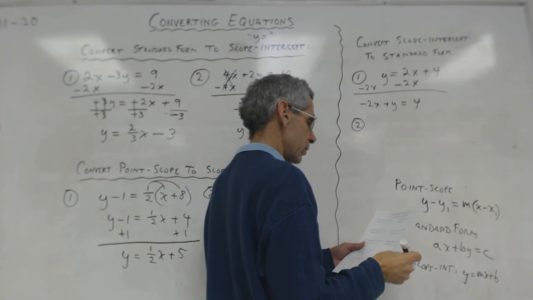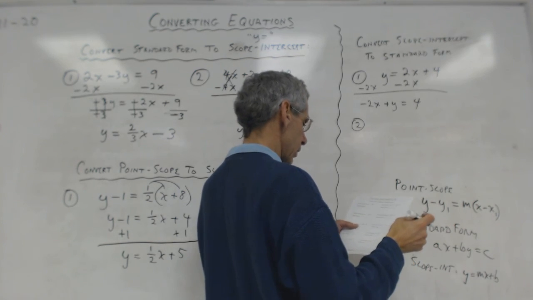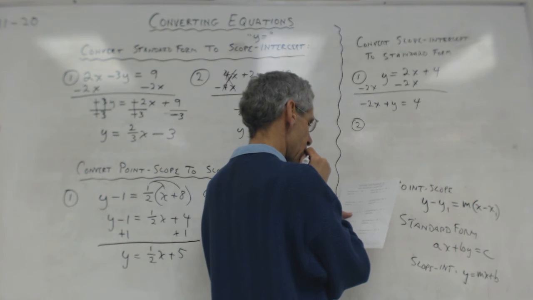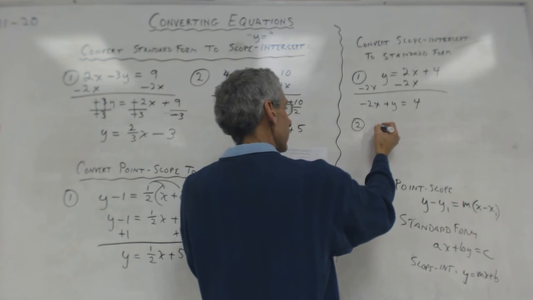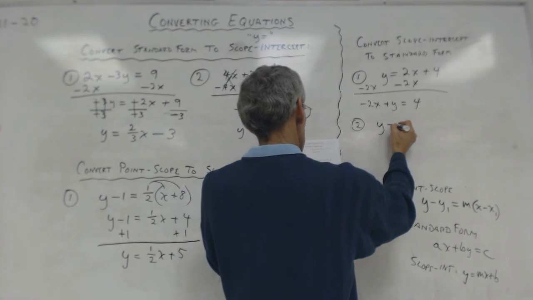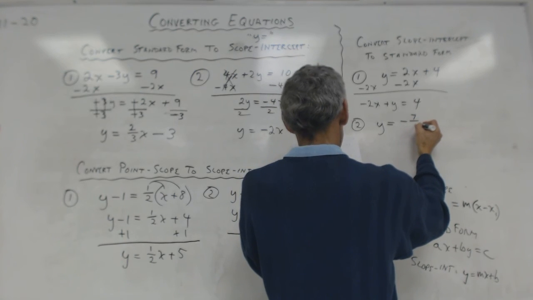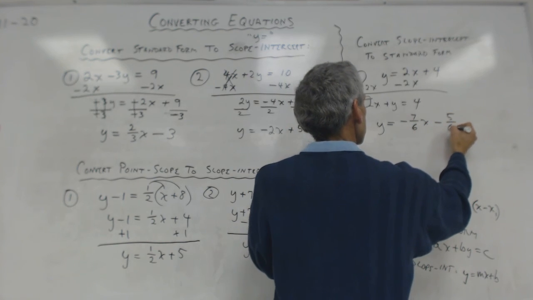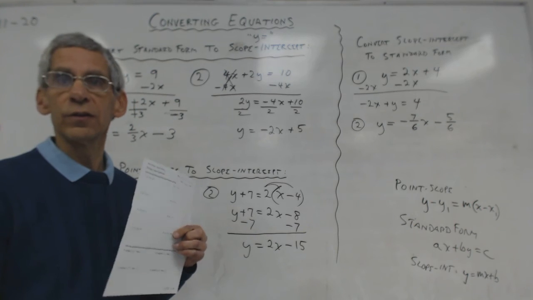Another example of standard form. Let's see. Slope intercept to standard form. I'll do one that's a little harder. This one's on the homework. Yeah, okay. This is number 6 on the homework, right? And this is it. So it says y equals negative 7/6x minus 5/6. Okay? So you want to write this down, because this will be confusing if you don't write it down.